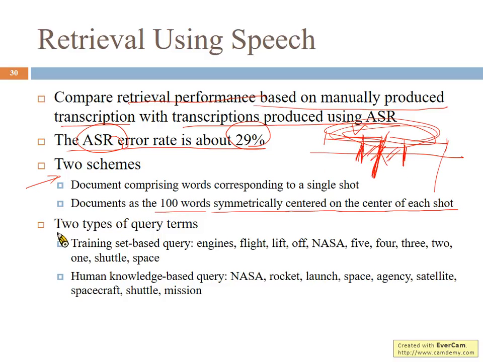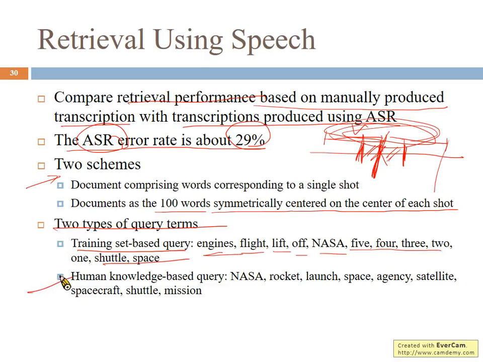Okay, and they perform two types of query. The first one is called the training set based query. That means that we just limit ourselves to words that once appeared in the training data, like engine, flight, lift off, NASA, 5, 4, 3, 2, 1, and the shuttle space. Or we just give the subject the task: we just want you to find the rocket launch video. So how can you pose your query?